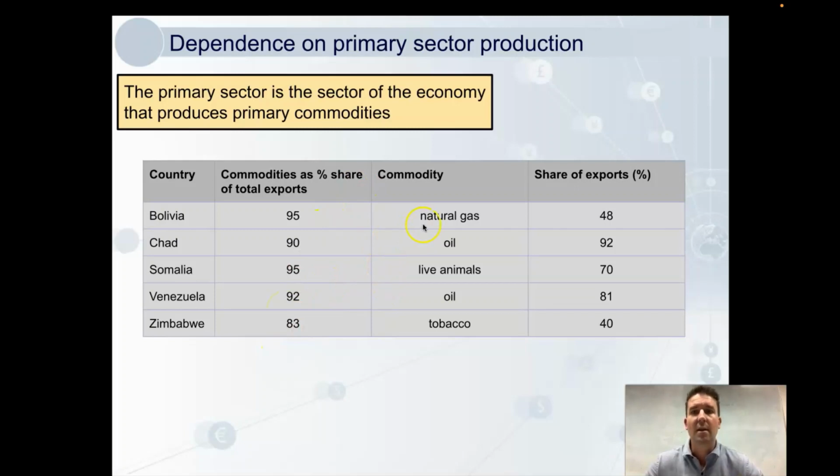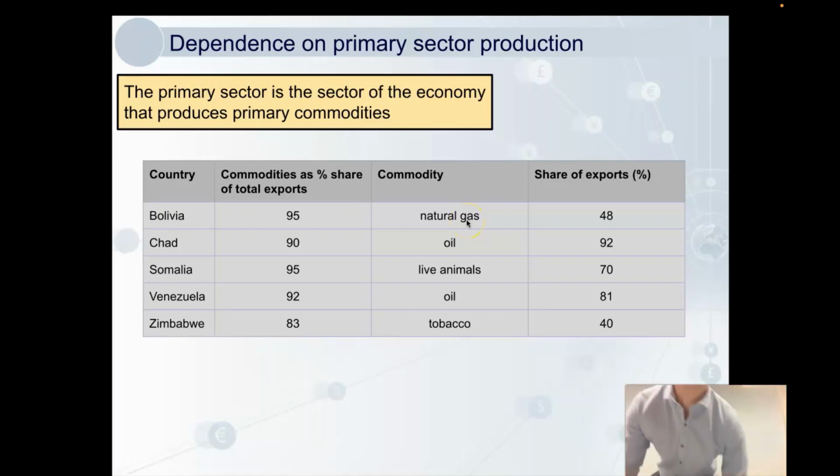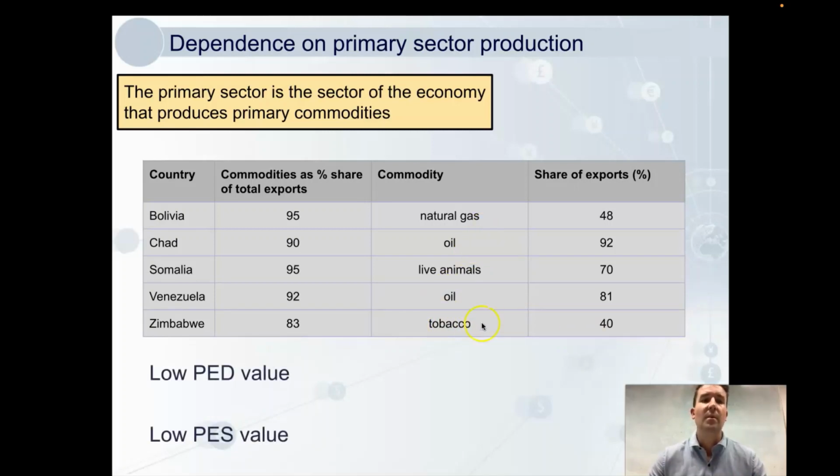be quite similar. And within that, even just a reliance on one commodity. So oil for Chad, 92% of their exports, or 92% of their commodities. So a high percentage. Venezuela, 81%, just on oil. So again, similar story across multiple countries.